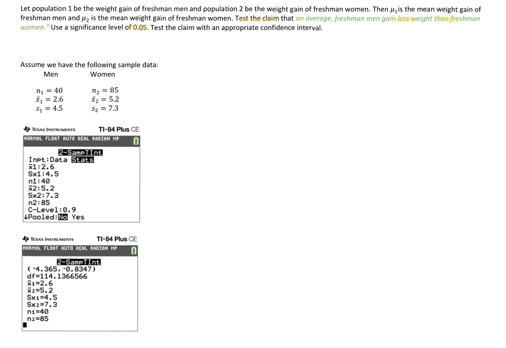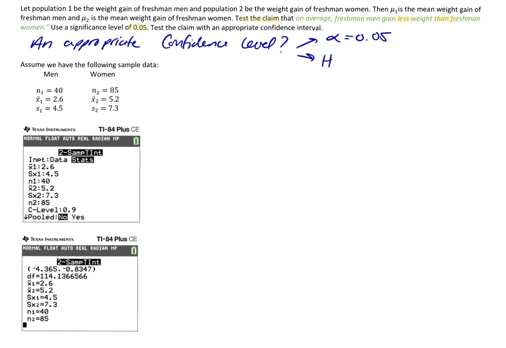So again, we have to ask ourselves, what is an appropriate confidence level? Is it going to be a 90% confidence interval, a 95, 99? What is it going to be? It depends on two things: your significance level, which here we're testing at 0.05, and the second thing is that alternative hypothesis.